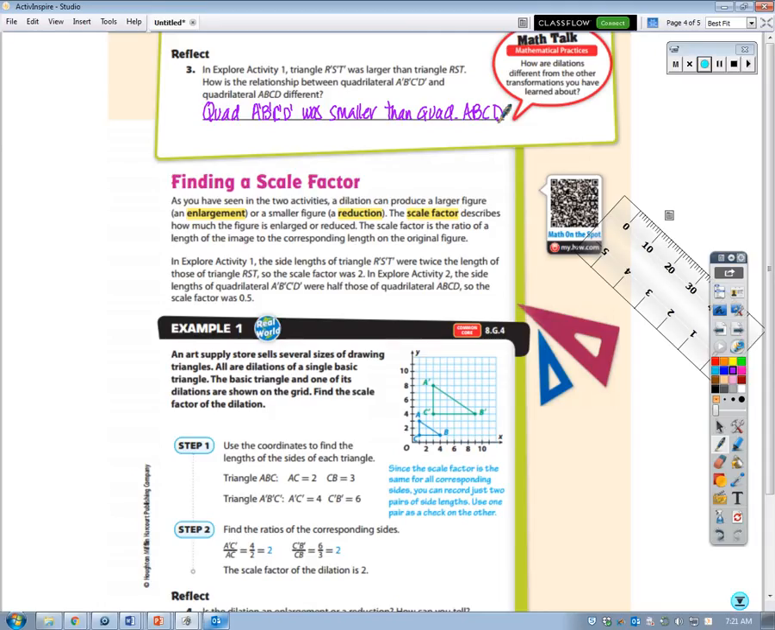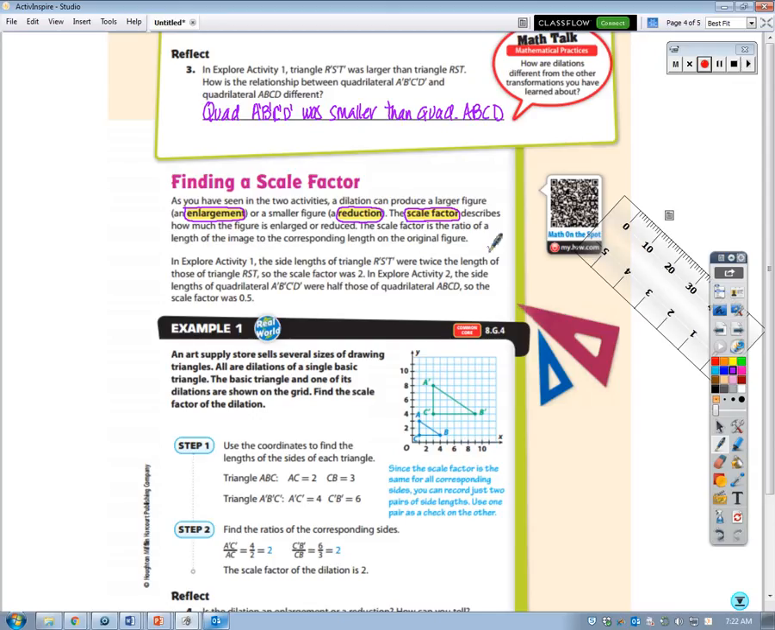So finding the scale factor is the last thing that we're looking at. As you have seen in the two activities, a dilation can produce a larger figure, an enlargement, so another key term here, or a smaller figure, a reduction. So another vocab word there. The scale factor describes how much the figure is enlarged or reduced, and the scale factor is the ratio of the length of the image to its corresponding length on the original figure.